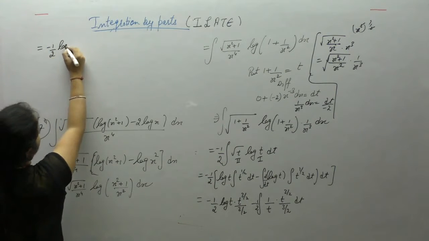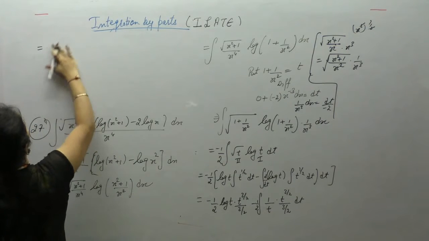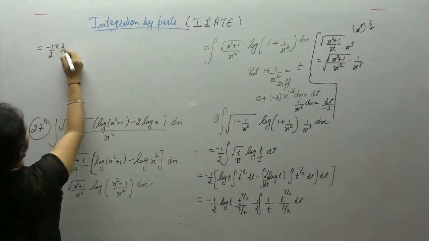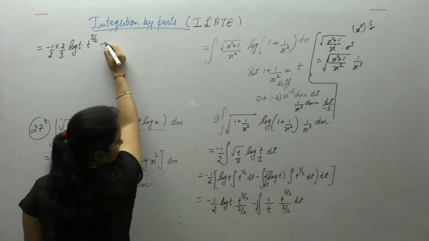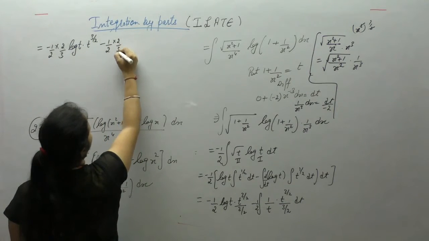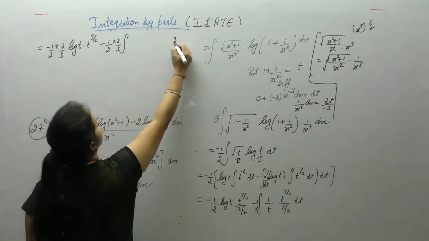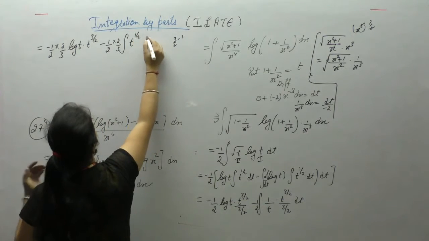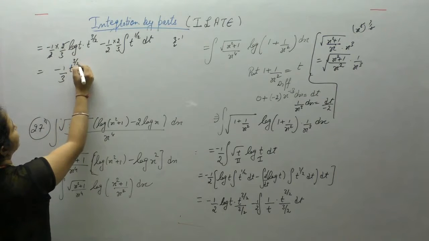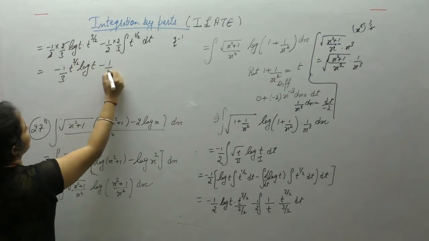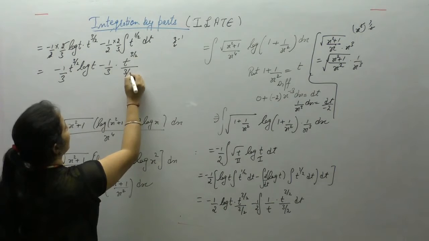Minus 1 by 2 log of t, 2 by 3, minus 1 by 2 into 2 by 3 log t into t power 3 by 2, minus 1 by 2 into 2 by 3, t 3 by 2 minus 1, 3 minus 2, 1 by 2. Minus 1 by 3 t power 3 by 2 log of t minus 1 by 3 integral of x power n plus 1 upon n plus 1.